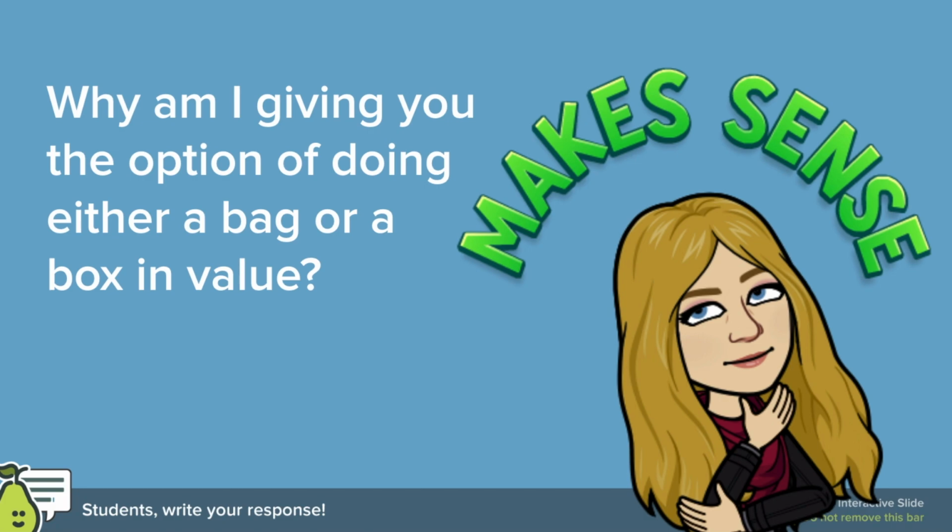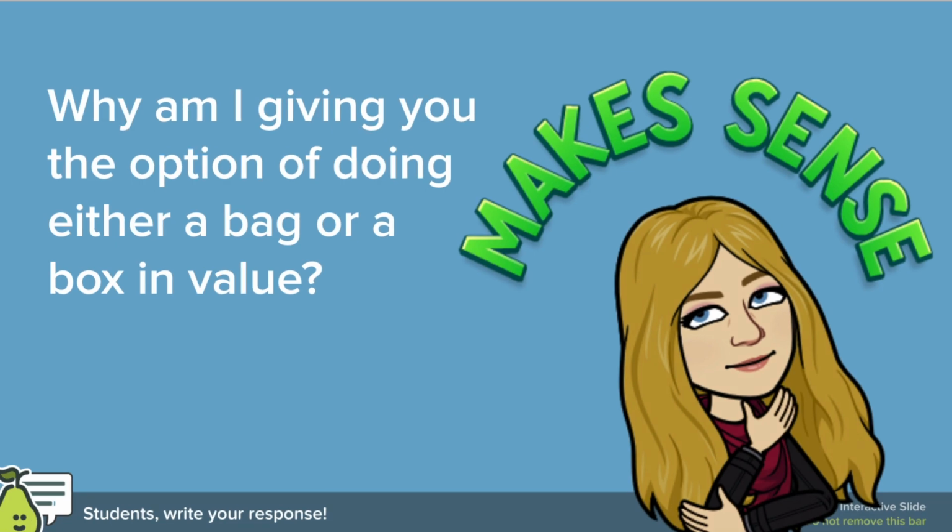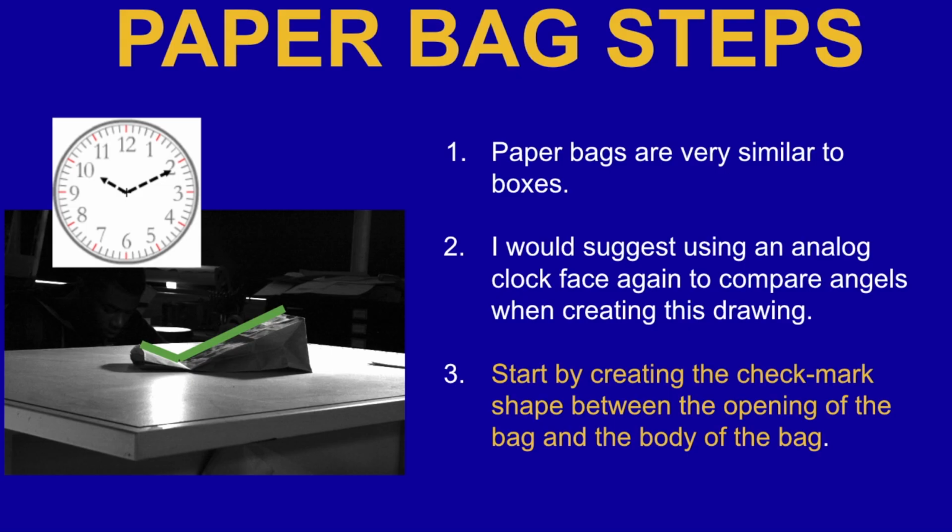So here's another question for you. I'm wondering why some of you might think I'm giving you the option of doing either a box or a bag in value. If you thought it was because I wanted to give you voice and choice about what was the most appropriate level for you to draw, you were right. Realistically, the box and the bag are both cubed-like structures. Technically, this bag is kind of like a pyramid, but it's not really an equilateral pyramid. But it does have flat edges like what a box is, which make them similar.